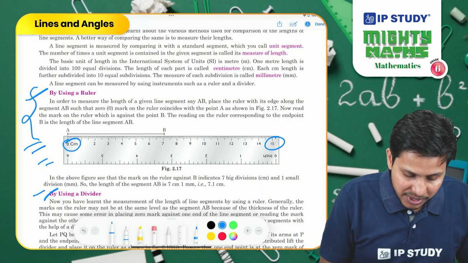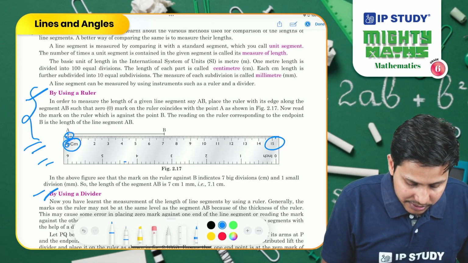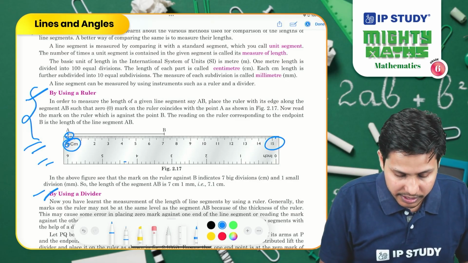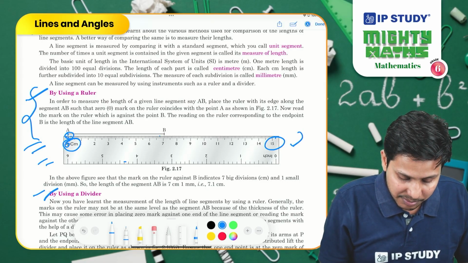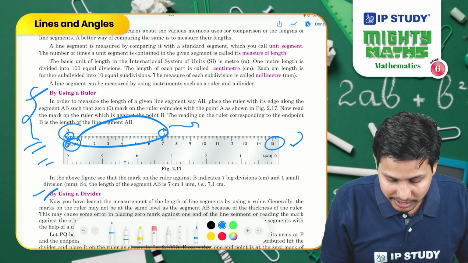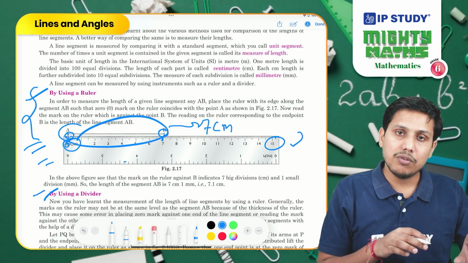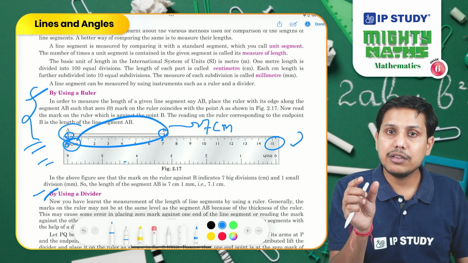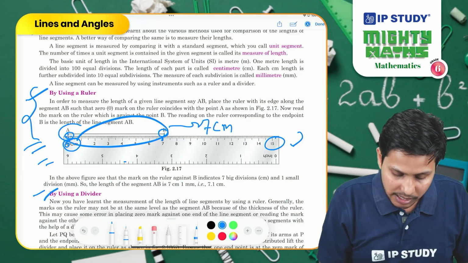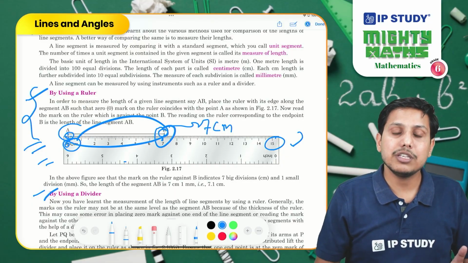In order to measure a line segment, we keep the reference point where 0 is written at one end, and we see where the ruler, also called a scale, places the second point of the line segment. This represents the number 7. It means this line segment is 7 centimeter. The 0 mark is kept on one side, and we observe the value on which the right side of the line segment comes. If it is 7, then the line segment is 7 centimeter. If it is 10, then the line segment is 10 centimeter.